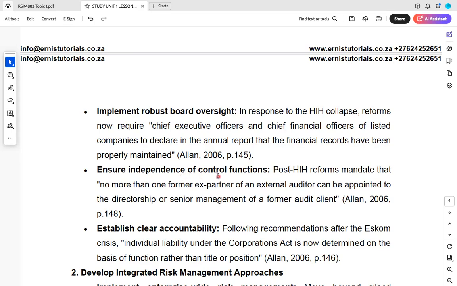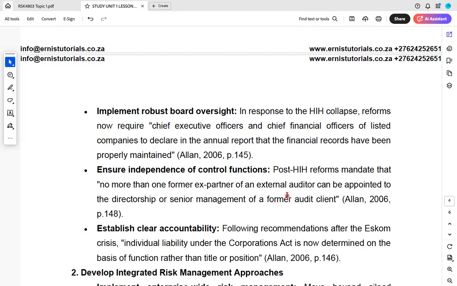There's also been a push to ensure independence of control functions post the HIH insurance company's issue. We've got that no more than one former ex-partner of an external auditor can be appointed to directorship or senior management of a former audit client, because there's a lot of conflict of interest there, right? Because what could happen is that if an ex-partner of an external auditor becomes part of the senior management of a former audit client, there's a chance of a conflict of interest, especially undue pressure they might put on their ex-partners who are part of the business that's currently auditing the company.